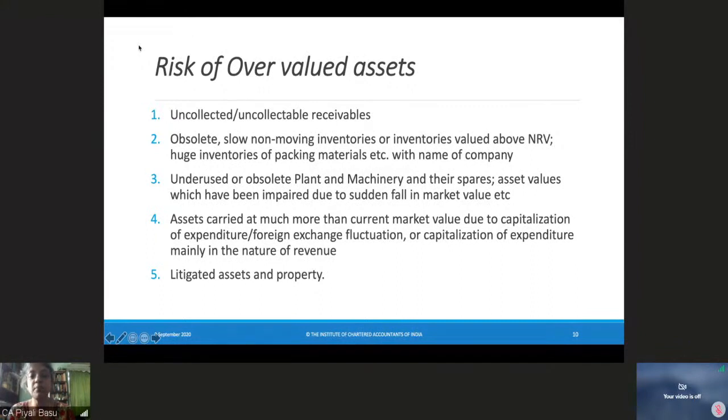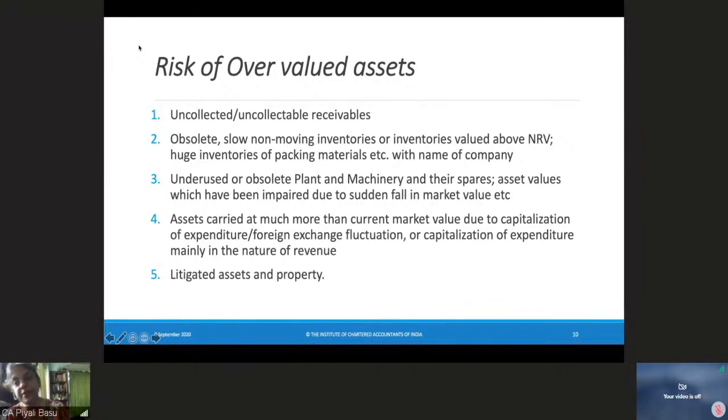Assets carried at much more than current value due to capitalization of expenditure. Yes, that's possible. I do not want to show it as a revenue expenditure, because my profit and loss account is not giving the desired profit. So what to do? Which expenditure not to show? Let's capitalize revenue expenditure. This happens, so one has to be very careful about that. Foreign exchange fluctuation, capitalization of expenditure mainly that are in the nature of revenue.